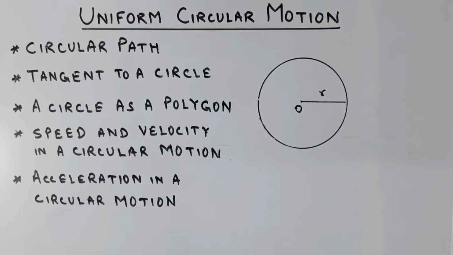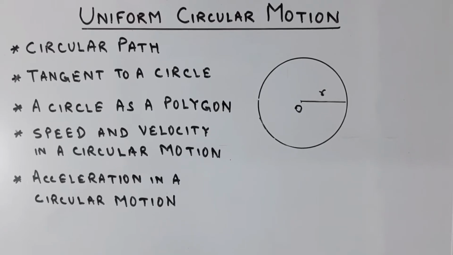Hello students, I am Rajni Verma and in this video lesson I am going to discuss uniform circular motion. The motion of an object moving along a circular path with constant speed is called uniform circular motion.